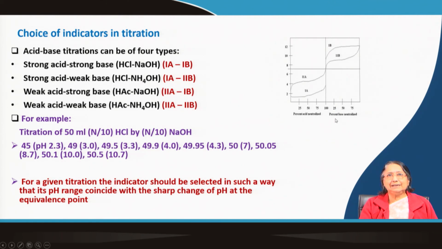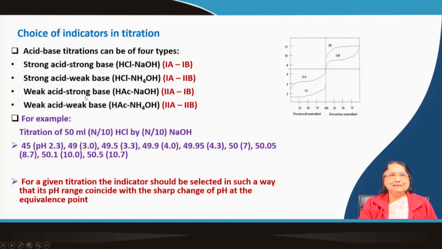Here you can see x axis and y axis. In the x axis here it is 100, but here it is percent neutralized. This is percent neutralized of acid and here percent neutralized of base, here 100% neutralized. So, in case of this one, weak acid and strong base, 2A and 1B, this is the range. This is the range that you have to think about when you select the indicator.